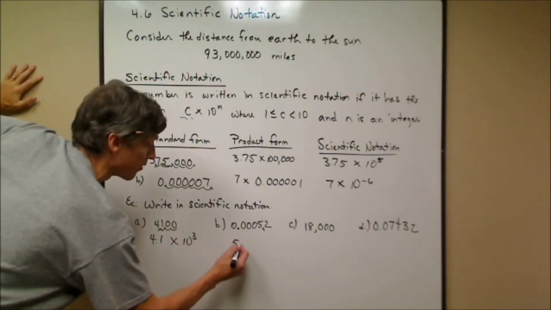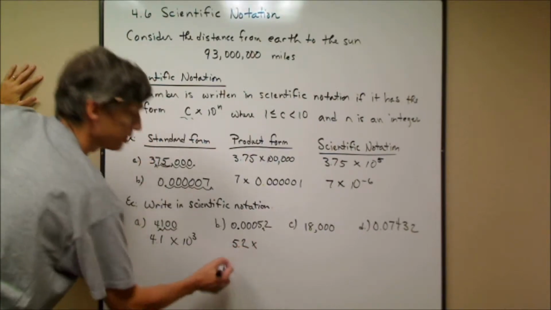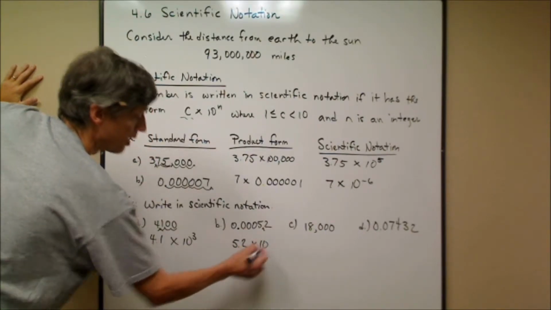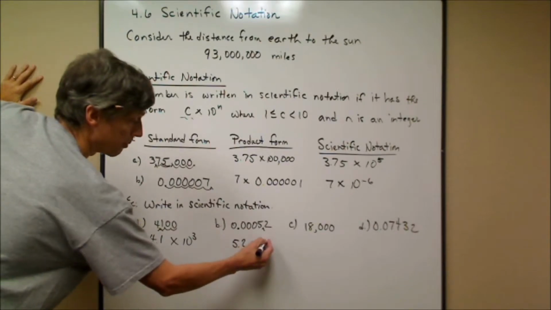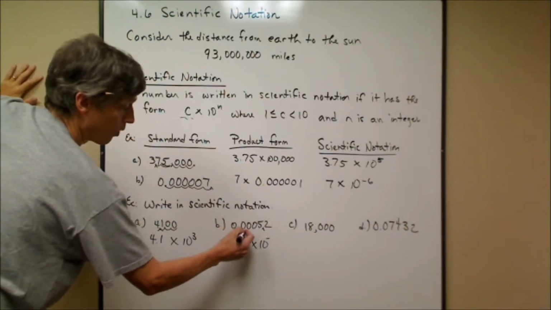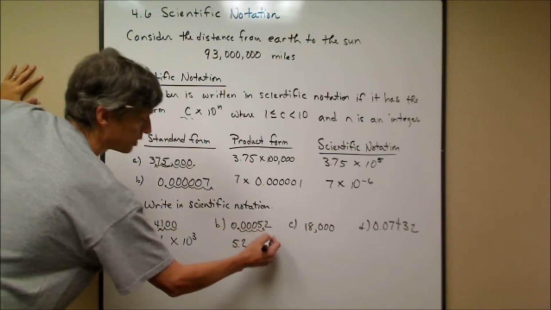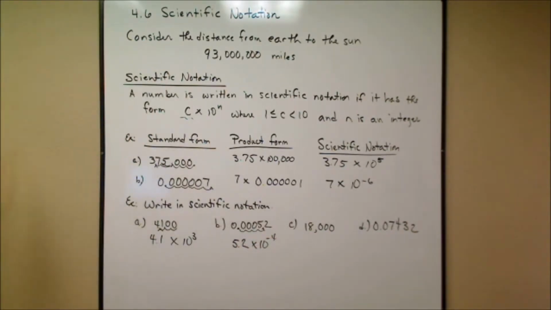So it becomes 5.2 times 10 to the, now this is a small number, so this is going to be a negative exponent. I moved it 1, 2, 3, 4 places. This is going to be a negative 4. 5.2 times 10 to the negative 4.